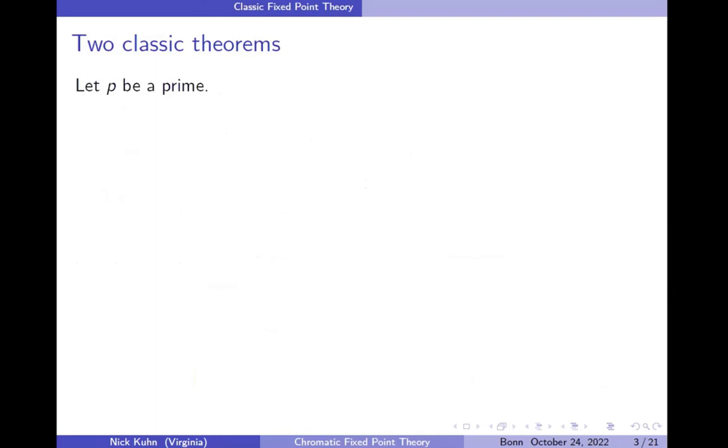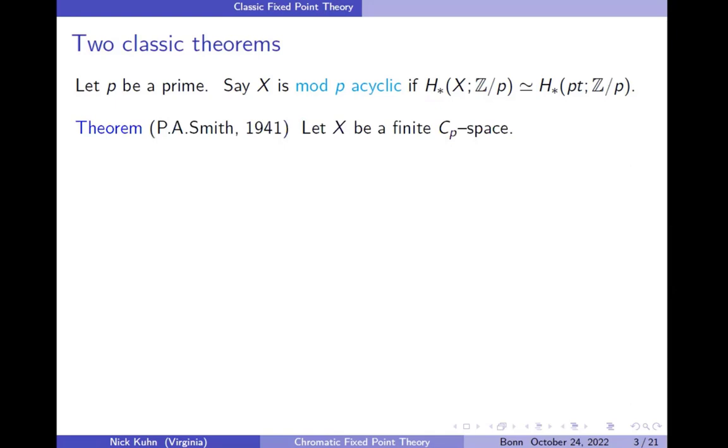Okay, so here are two classic theorems. A space is mod P acyclic if its mod P homology is the homology of a point. This is a famous theorem by P. A. Smith, 1941. Perhaps there are some references by him in the 30s that you could deduce it from, so it's really old. Let X be a finite G space. If it's mod P acyclic, so are its fixed points. This is a very famous theorem.